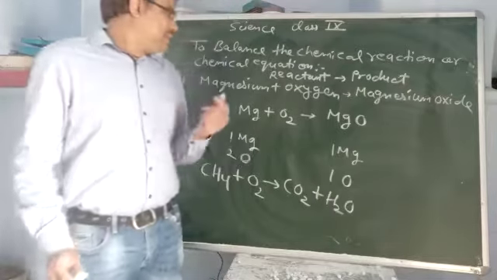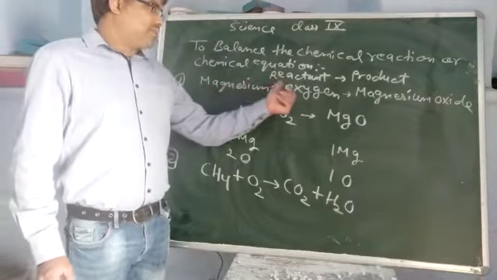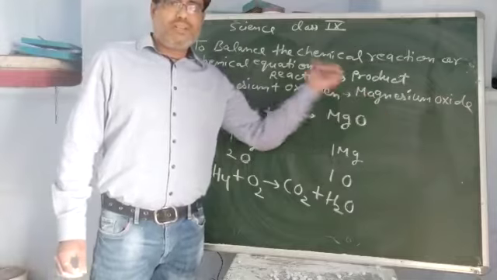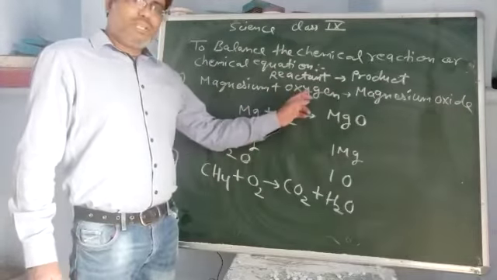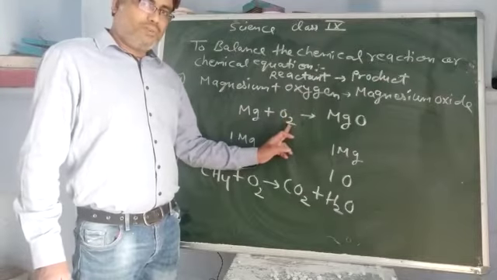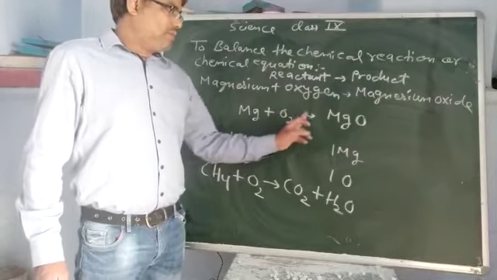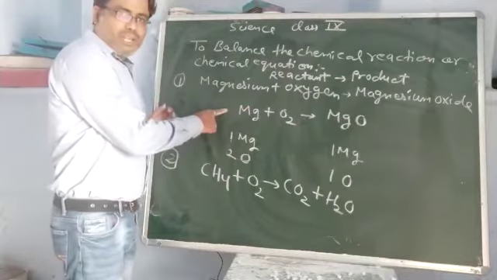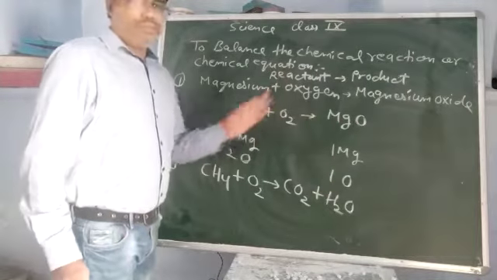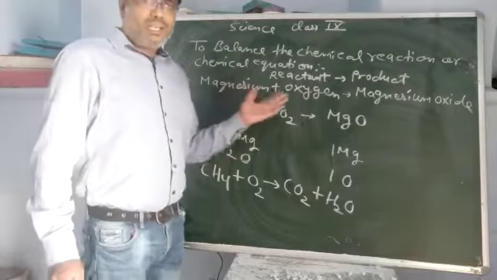For example, magnesium reacts with oxygen to form magnesium oxide. That is a chemical reaction. The symbol of magnesium is Mg, the formula of oxygen gas is O2, and the formula of magnesium oxide is MgO. So that is the chemical equation: Mg plus O2 gives MgO. Now it is not balanced.